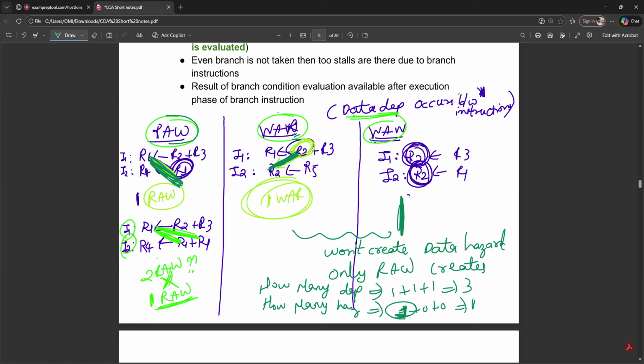Okay, so how to calculate hazard, right? See, these dependencies may or may not create a hazard. So the answer 1 is also wrong, right? If you have answered it blindly, it is wrong. But here it is 0 and here also 0, so no hazard there. But you have to check manually.